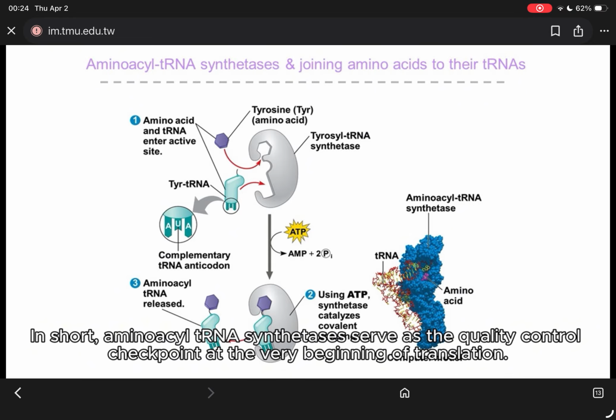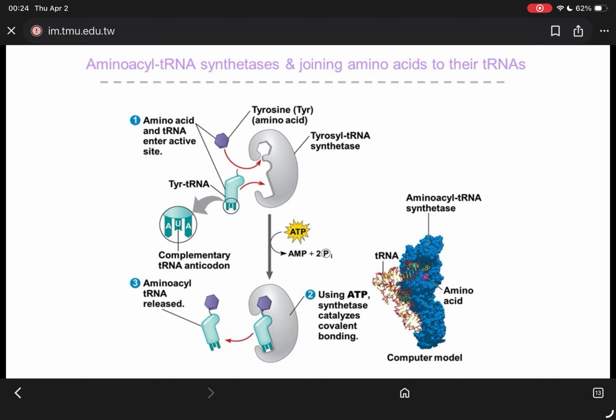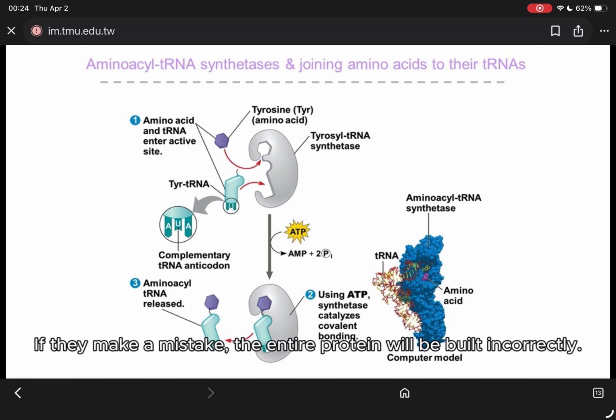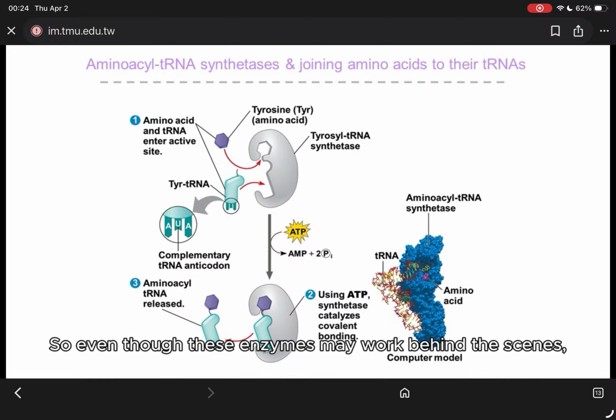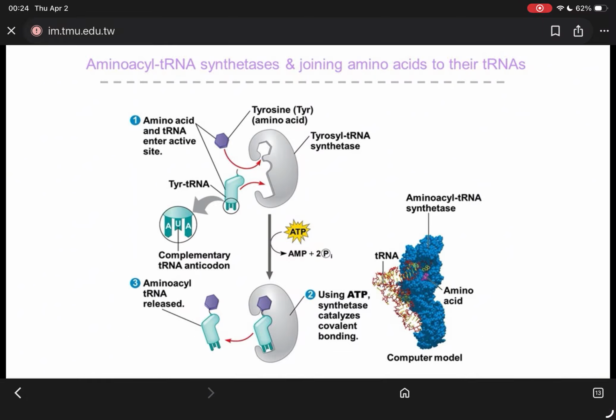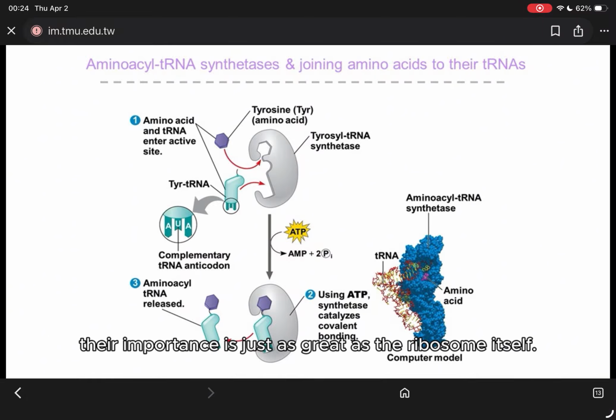In short, aminoacyl tRNA synthetases serve as the quality control checkpoint at the very beginning of translation. If they make a mistake, the entire protein will be built incorrectly. So even though these enzymes may work behind the scenes, their importance is just as great as the ribosome itself.